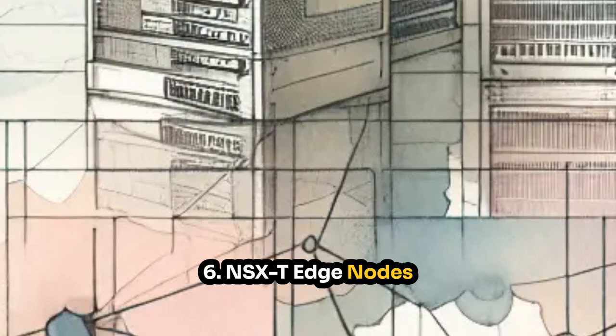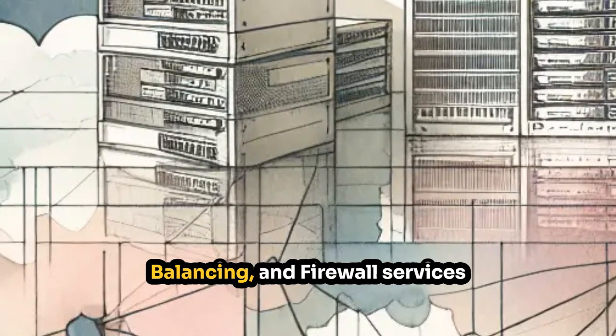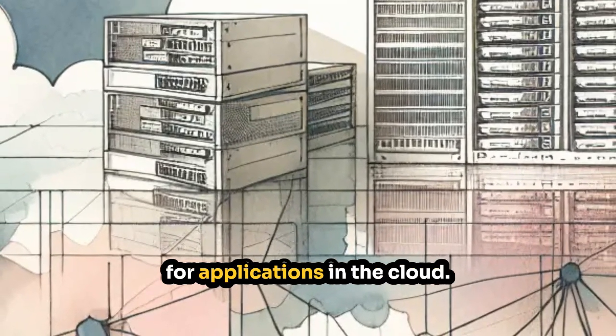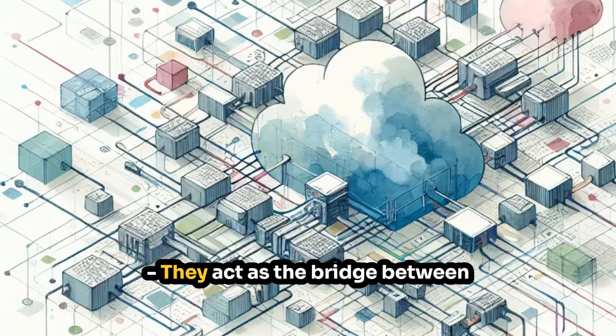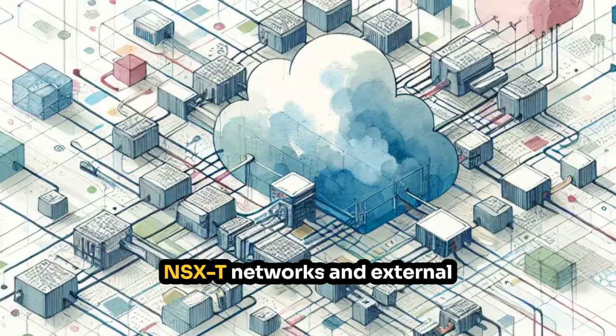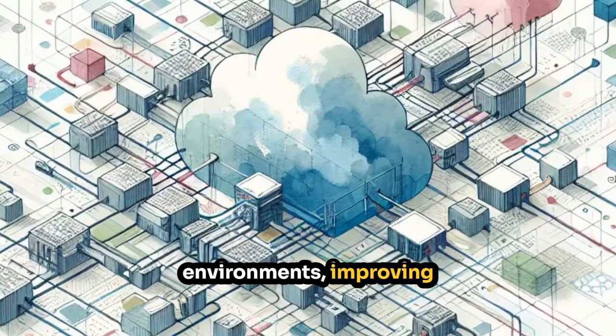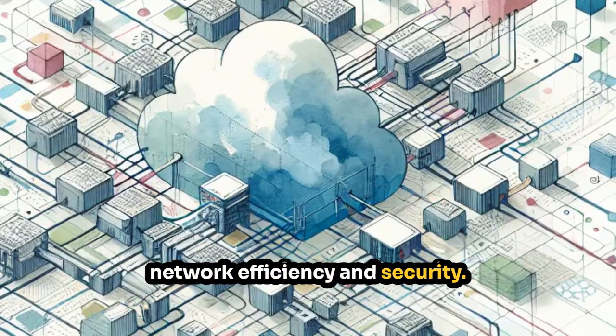Six: NSX-T Edge Nodes, advanced network services. Edge nodes provide NAT, VPN, load balancing, and firewall services for applications in the cloud. They act as the bridge between NSX-T networks and external environments, improving network efficiency and security.